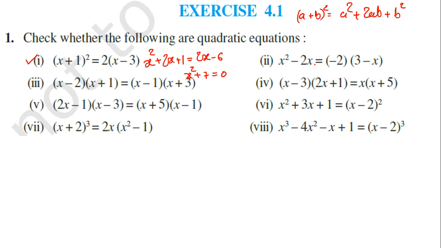And see, the second one. From the first observation, it looks like quadratic, but then also if you expand these things, minus 2 into 3, that is minus 6, and minus into minus again plus 2 into x, 2x, and that will become 4x. So this is also a quadratic equation. If you simplify, you will realize that this is also a quadratic equation.